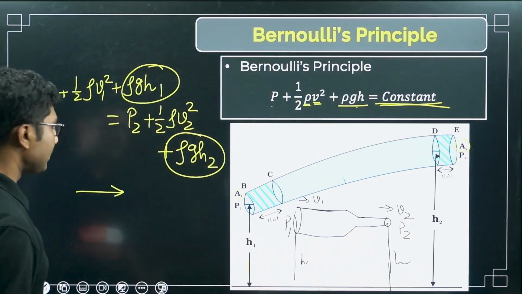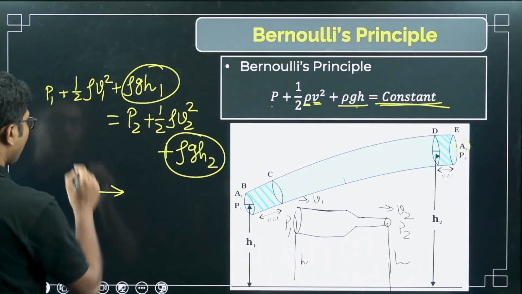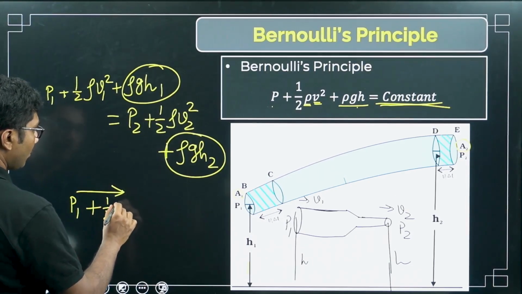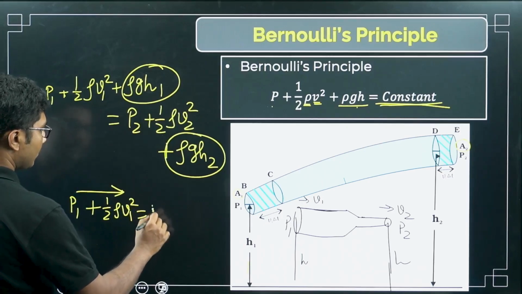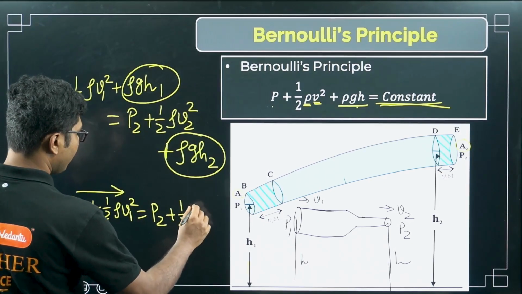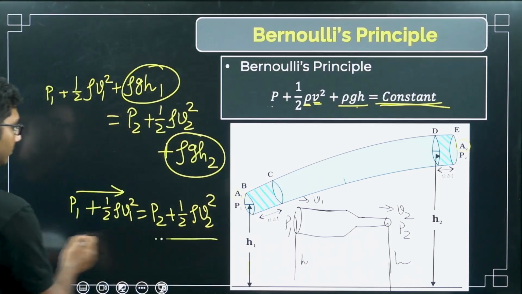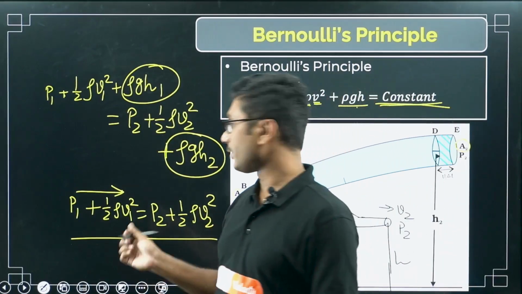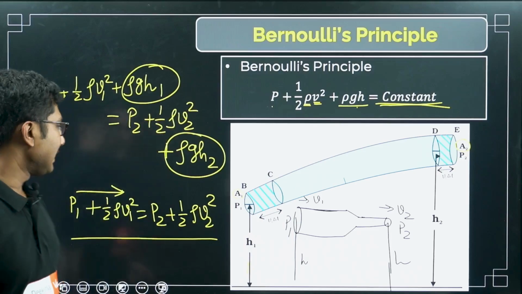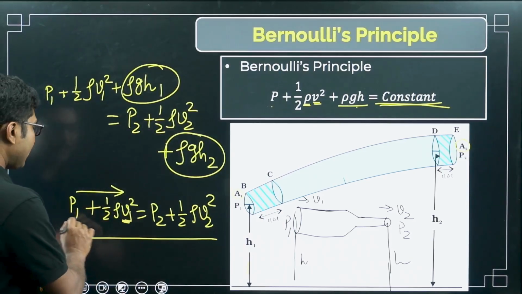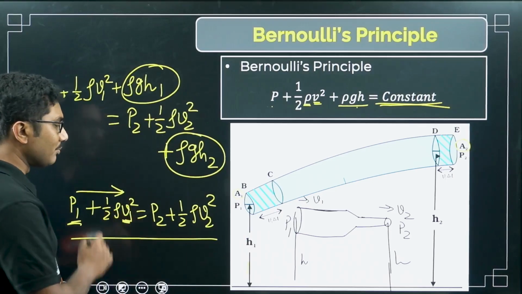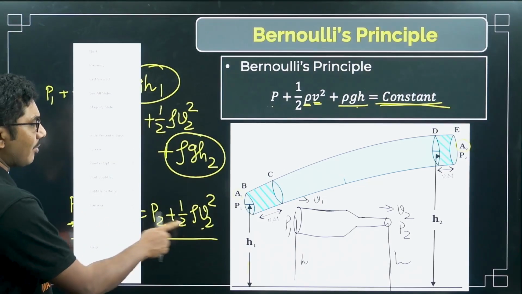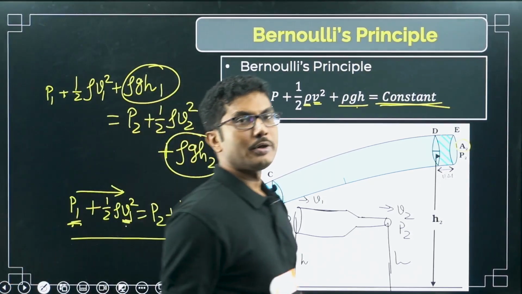Then from Bernoulli's principle you can say that p1 plus half rho v1 square equals p2 plus half rho v2 square. This is the simplest formula when the height is the same. Only velocity and pressure are different. So basically if velocity is more, the pressure has to be less. Suppose v1 is more than v2, then the corresponding pressure will be less compared to this. Why? Because the total term should be constant.